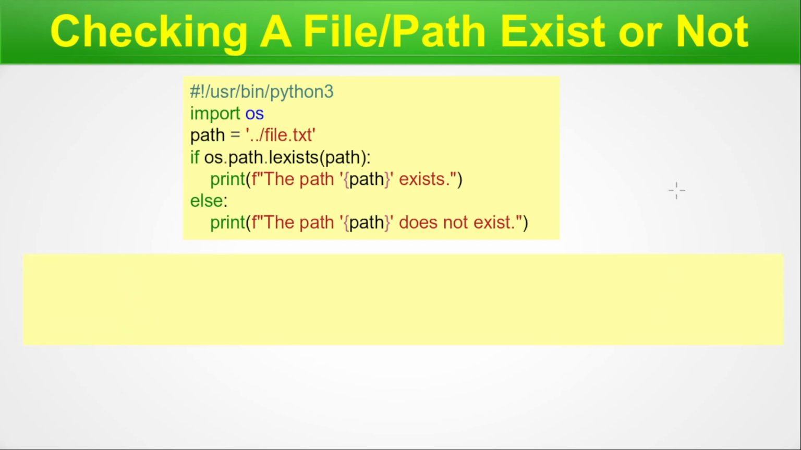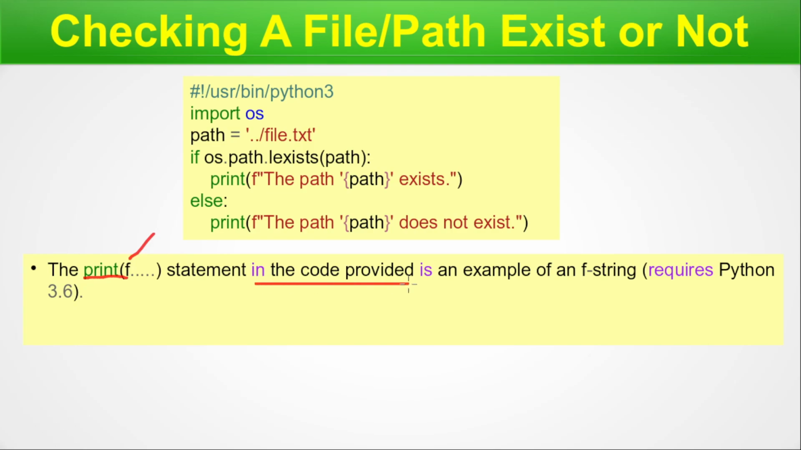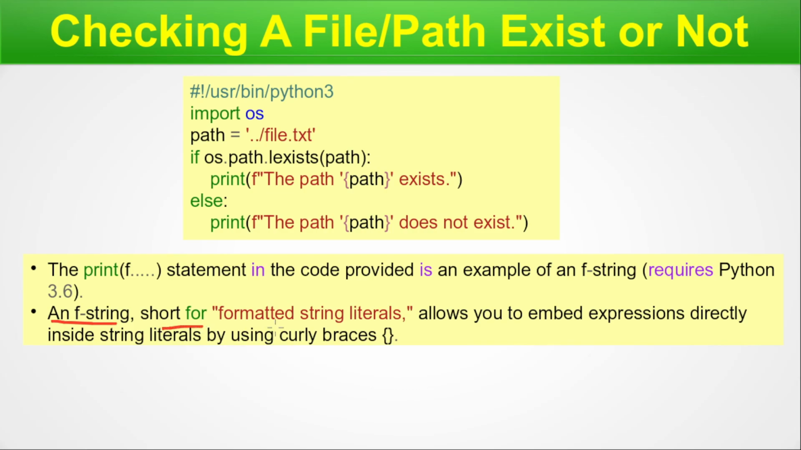Here, let me talk about the F. The print with F statement in the code is an example of the F string. This requires Python 3.6 at least. That means we are using Python 3, and we said in the beginning of the series that we are using Python 3.8 or Python 3.10, or you may use any version above. But to use the print with F, you must have at least Python 3.6 on your system. Next, an F string is short for formatted string literals, which allows you to embed expressions directly inside the string by using curly braces. So here the path, right? This is the path and you can extend it inside the basic print operation.